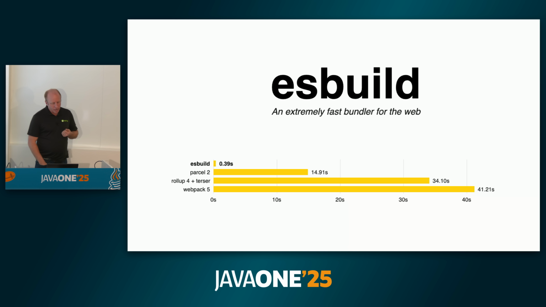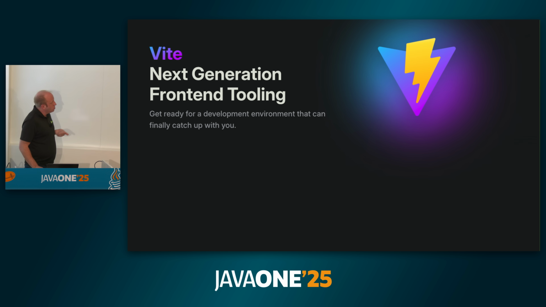It's extremely fast. The bundler delivers bundles in 0.39 seconds for the same workload, making it 10 to 100 times faster than other build tools in the system. So ESBuild came around, and Evan You, who started Vue, started this project called Vite.